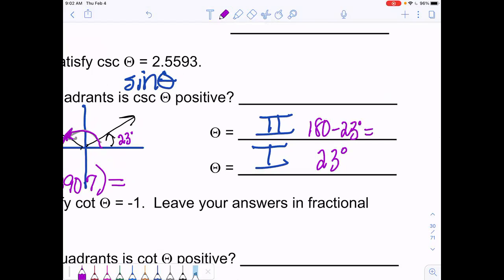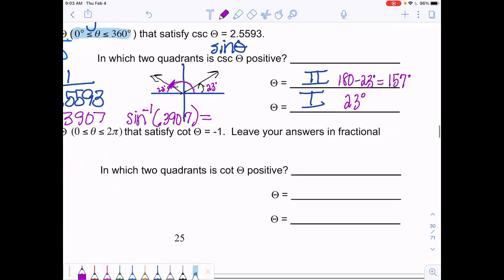And Hannah, that gives us 157. That's how I get the angle in the second quadrant. So the angle that you have, 23 degrees, is one of the answers. And then you use it to find the second answer in the second quadrant. Questions on that one? Anybody at home have questions?